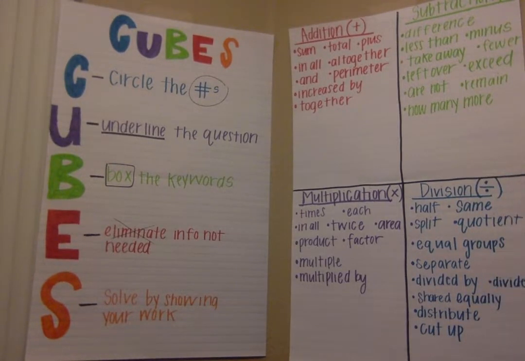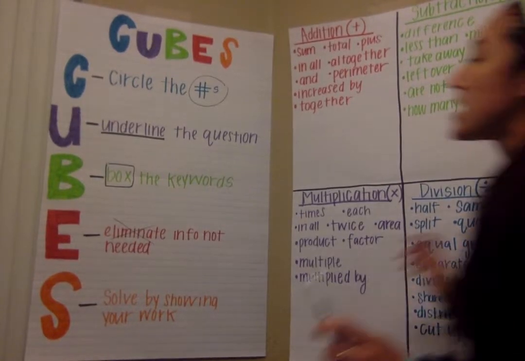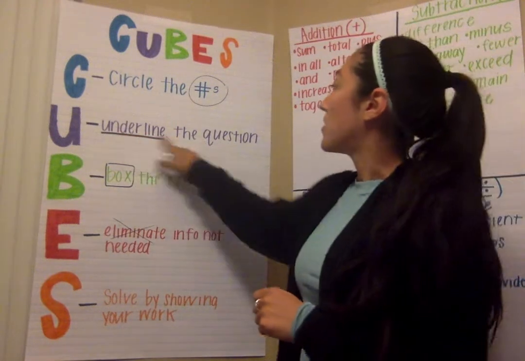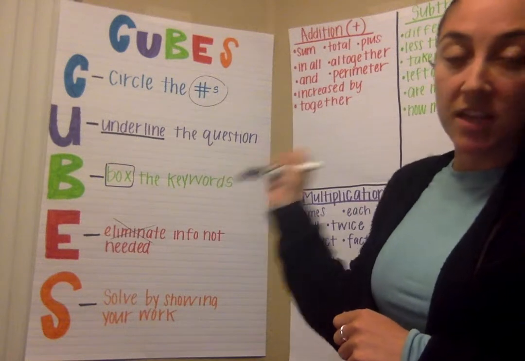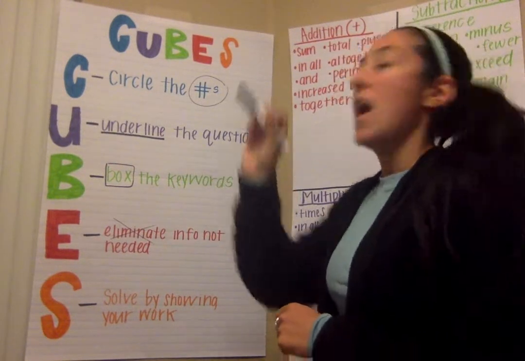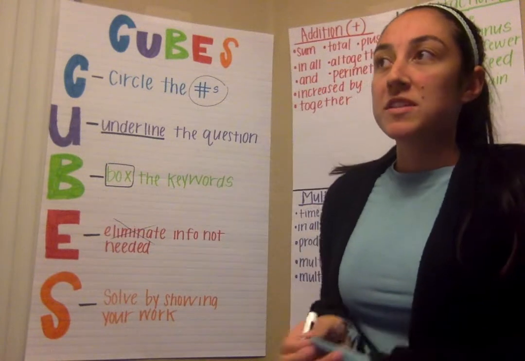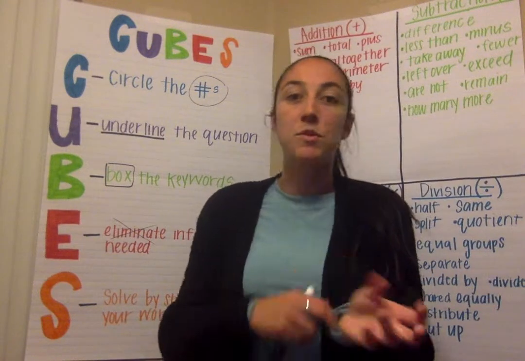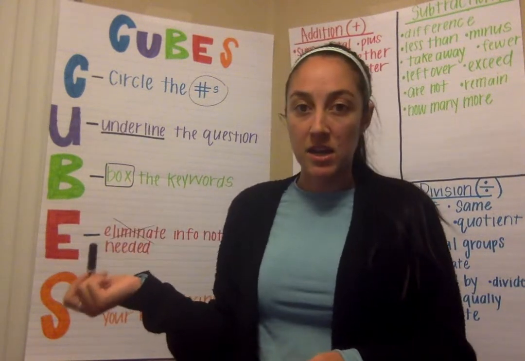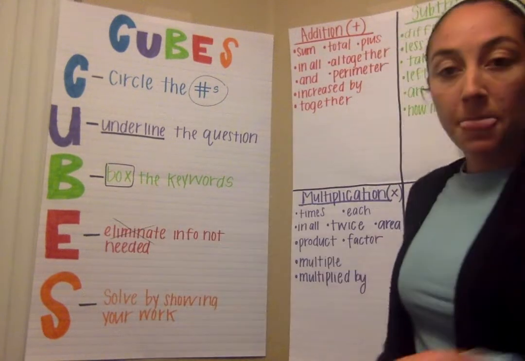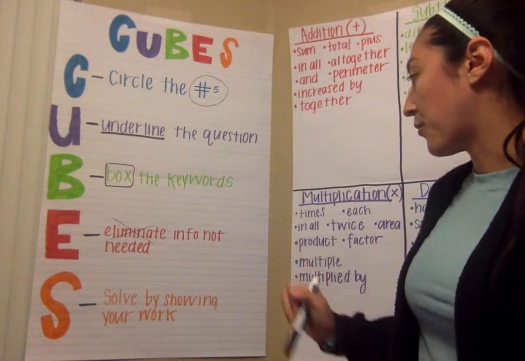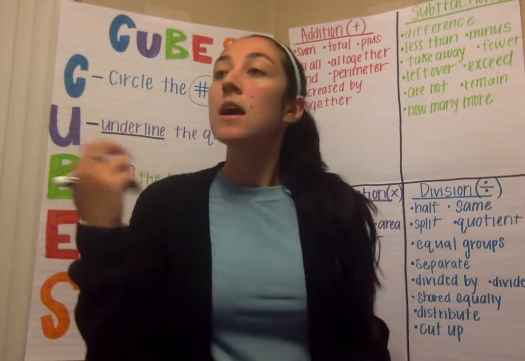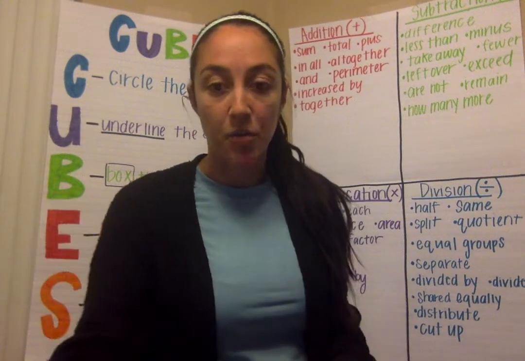E stands for eliminate info that is not needed. That's why underlining the question is really key, understanding what the question is asking of you and crossing out what you don't need. So if it's asking you about dogs, and there's a sentence in there about cats, we'd probably just cross it out because it's unneeded information. So we would eliminate. And then S stands for solve by showing your work. It's really important that you show your work on paper, even if you're doing the computer test, because it's always a great way to go back and check your work.